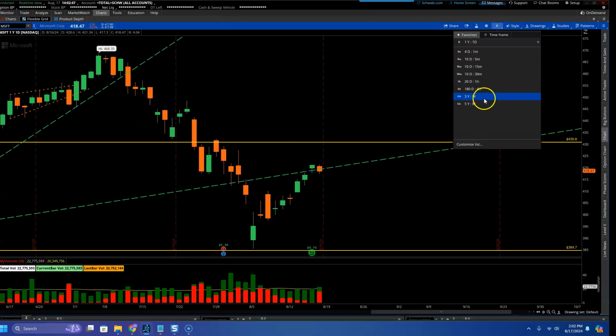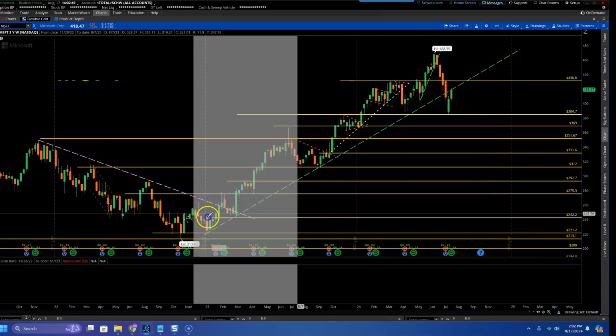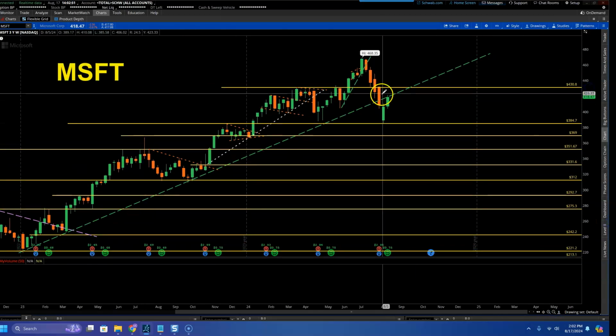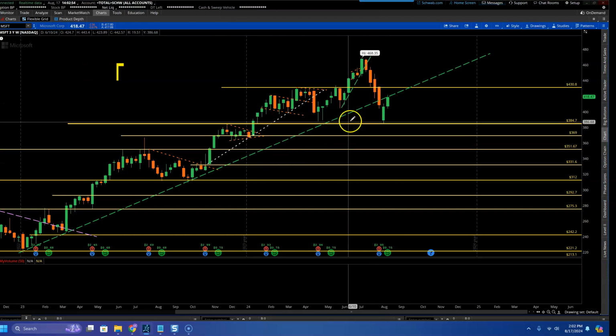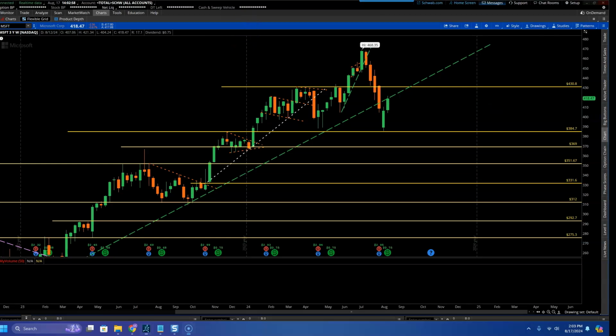Let me go into the weekly view. Okay, so again, we saw a little bit of breakdown from this long-term uptrend line, right? But we did see a nice bounce from the previous resistance turned support, because on the way up, this was the breakout level. We retested that level, saw a nice bounce, and from that perspective, we saw a nice bounce from the same 385 area on a weekly level. And now actually we're back testing this uptrend line.